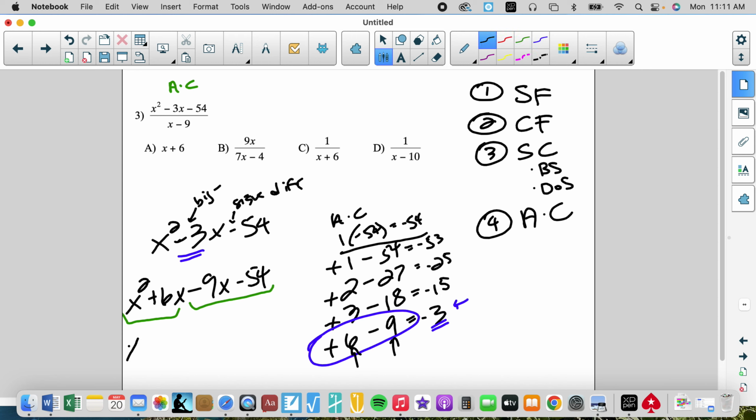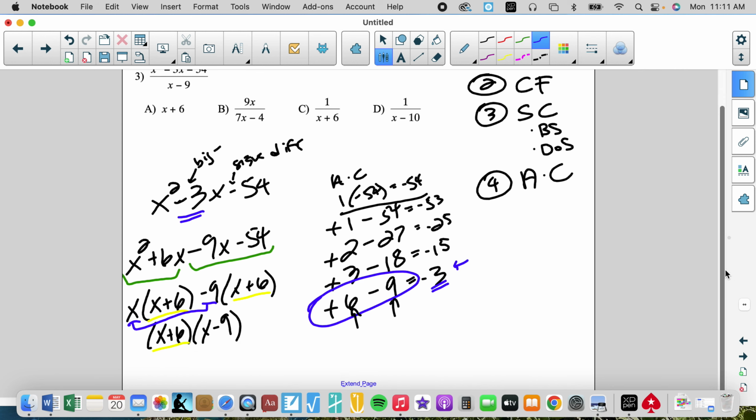From the first two, I can factor out an x. That leaves me with x plus 6. I can factor out a negative 9. That leaves me with x plus 6. I'm left with x plus 6, x minus 9. I got the x plus 6 from here. That's where that one came from. And I got the x minus 9 from there.